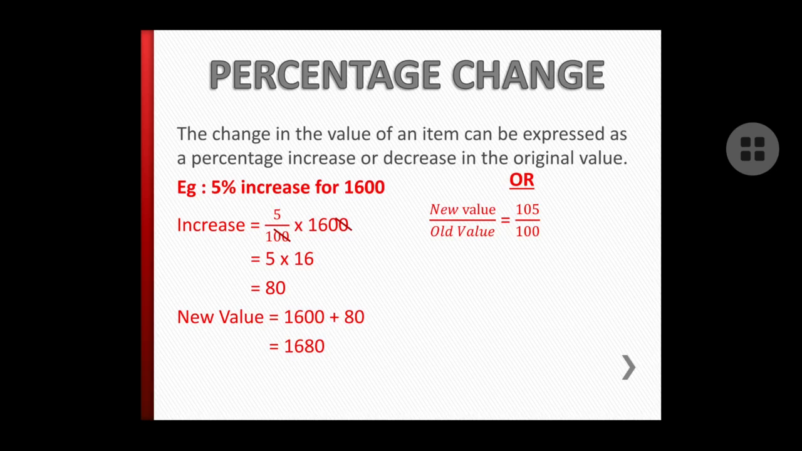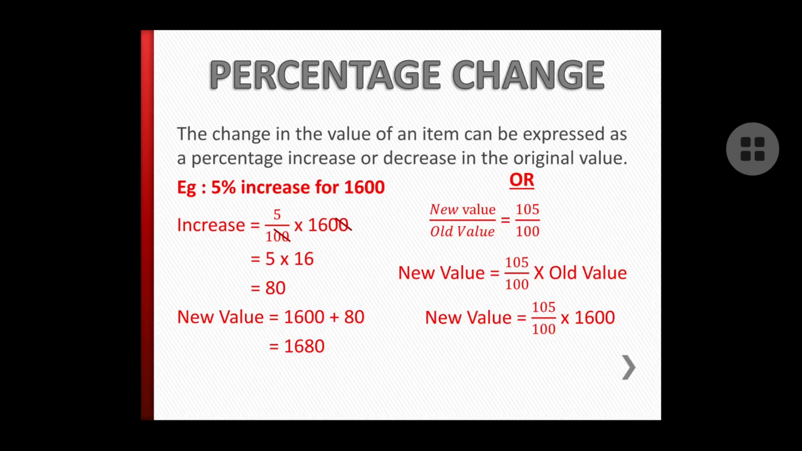Now you can solve this by the cross multiplication method. New value you want to find, and the old value is 1600. So the new value will be 105 by 100 into old value. We are just cross multiplying. So 105 by 100 into 1600. When you solve this, again the same thing: we reduce the zeros, and it is 105 into 16, and when you multiply you will get 1680.